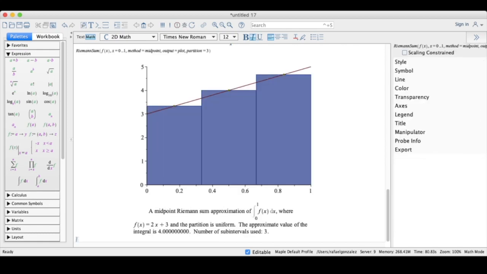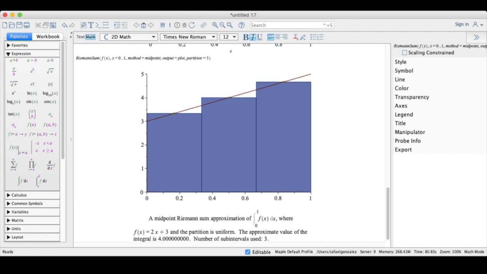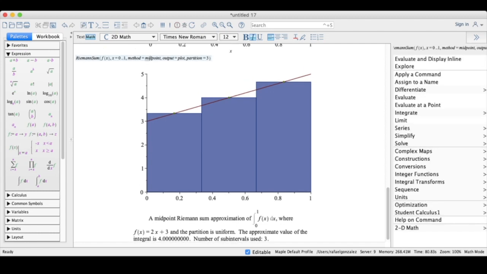And voila. If you notice, the function goes through the top of the rectangle at exactly its midpoint. This is precisely what we wanted to do, because we cooked up the problem in this particular way. We used the method for the midpoint.